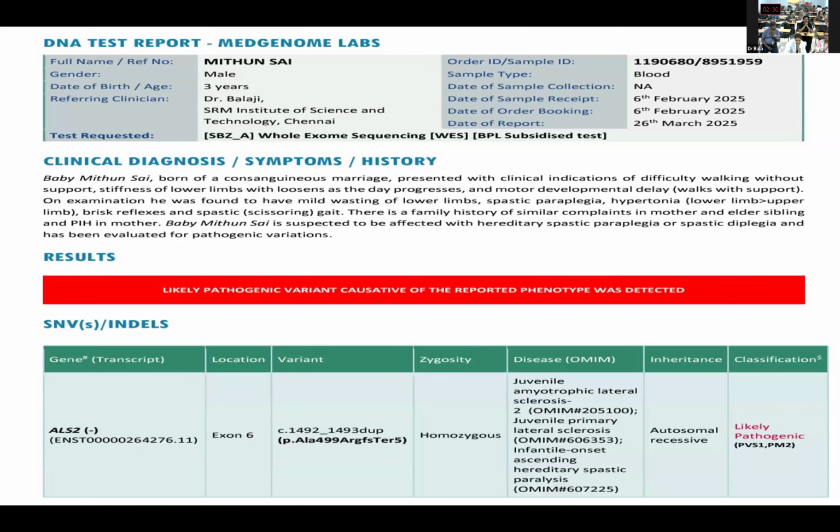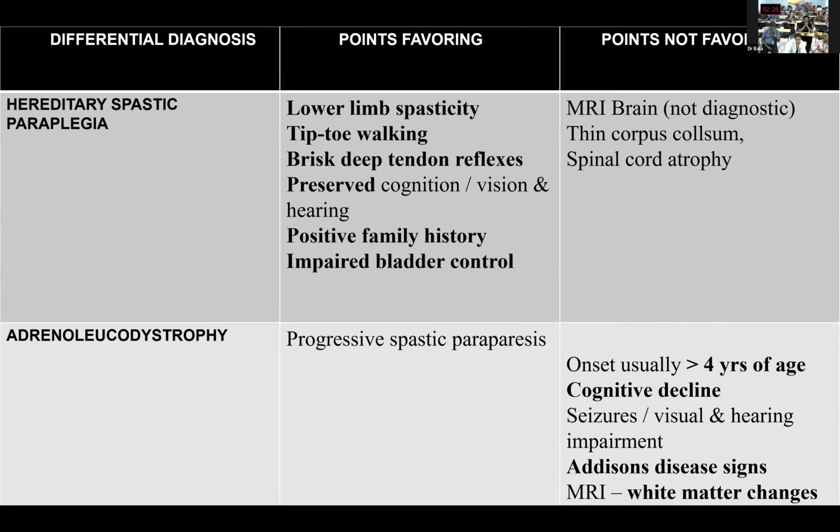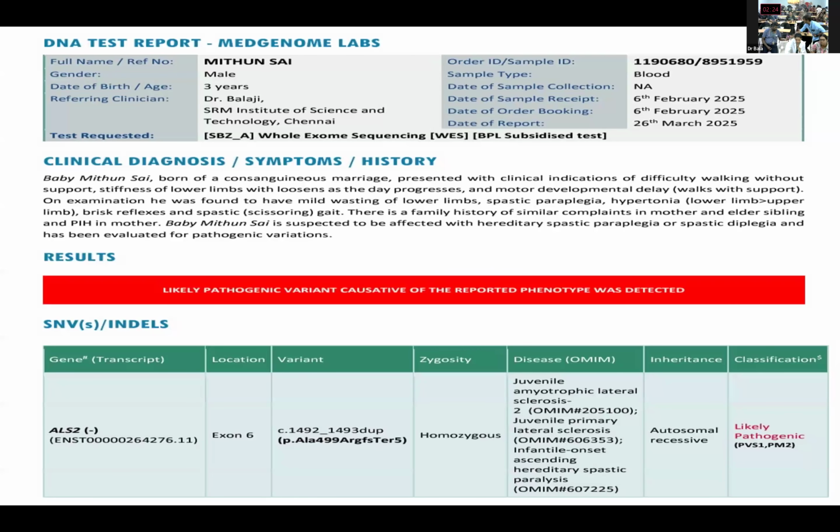So we thought a diagnosis of hereditary spastic paraplegia was likely, and then genetic testing was done. Whole exome sequencing showed a homozygous autosomal recessive likely pathogenic variant involving ALS2 gene mutation.